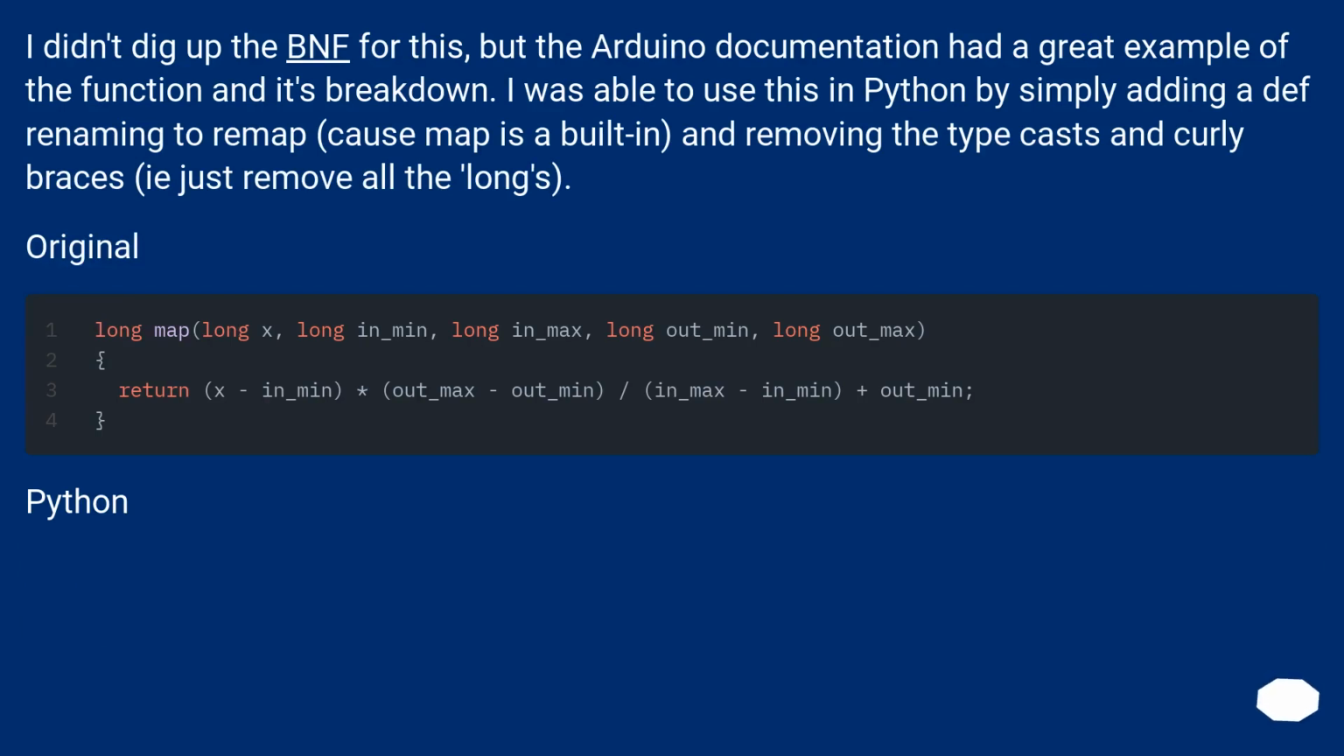I didn't dig up the BNF for this, but the Arduino documentation had a great example of the function and its breakdown. I was able to use this in Python by simply adding a def, renaming it to remap because map is a built-in, and removing the typecasts and curly braces, just remove all the longs.